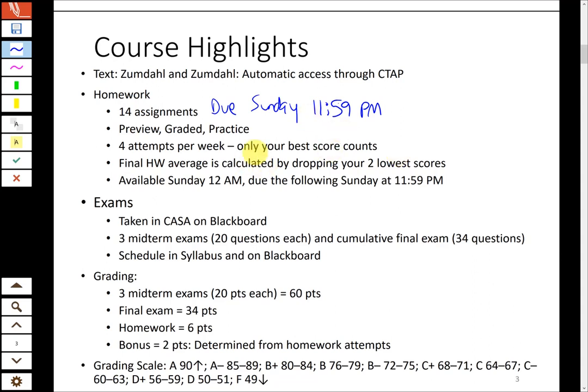And as I already wrote once and now said here again, the homework assignment will open up at 12 a.m. on Sunday, and then the following Sunday at 11:59 is due. So it's basically open for 8 days.